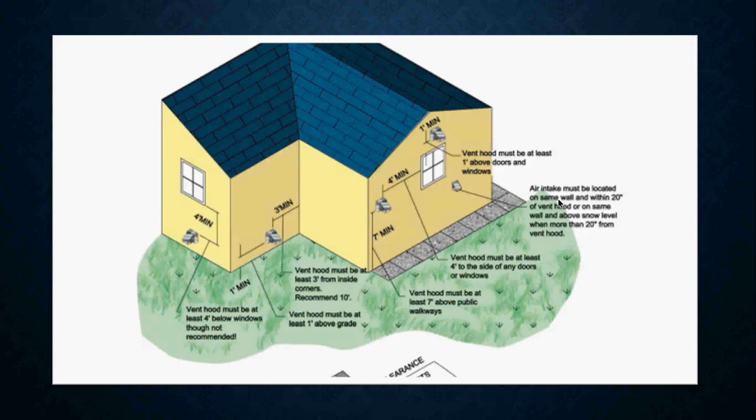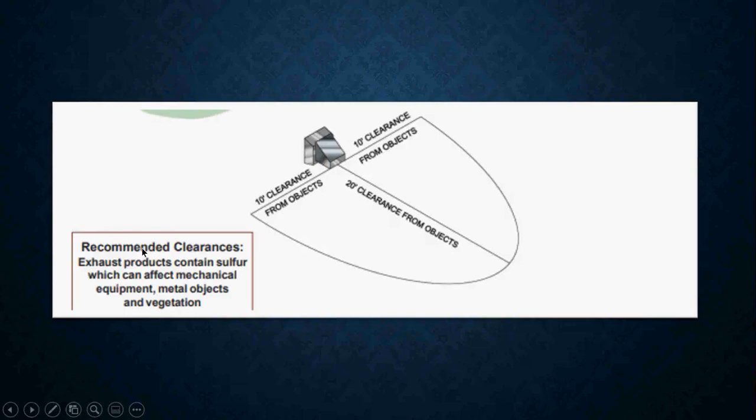Air intakes must be located on the same wall or within 20 inches of your vent hood, or on the same wall or above snow level when more than 20 inches from your vent hood. And if you are on the ground, recommended clearances for exhaust products containing sulfur, which can affect mechanical equipment, metal objects, and vegetation, you need to have a minimum of 10 inches anywhere, or 10 feet, and 20 feet ahead of it. So obviously if there's any sort of shrubbery or anything like that going around it, it all has to be pushed away.